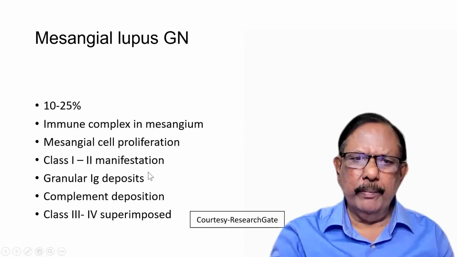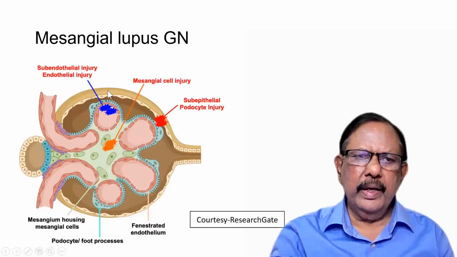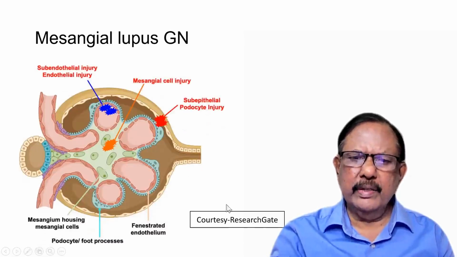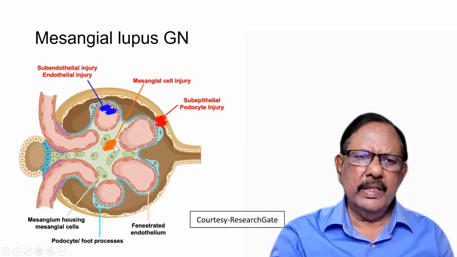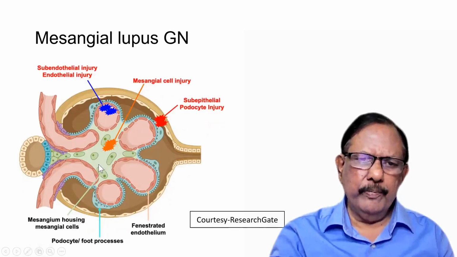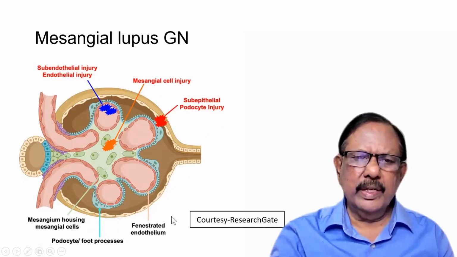So this is formed. Here again, it is a schematic picture. Thanks to ResearchGate, I find that there can be subendothelial, subepithelial, or mesangial deposits with injury. And various manifestations are there.